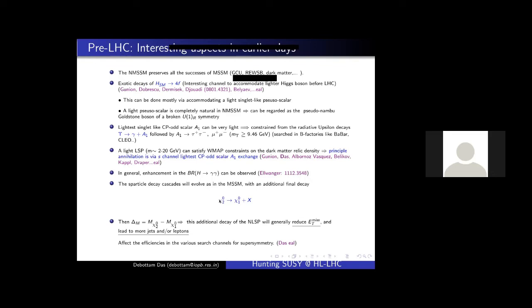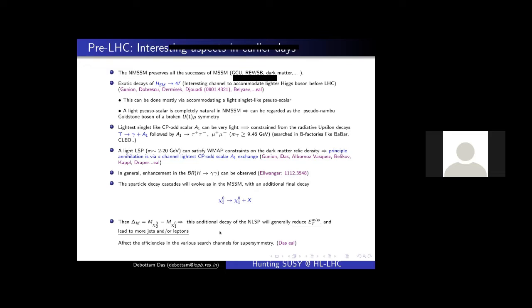parameter space where, what we found is that the LSP in the MSSM can now be regarded as the next-to-lightest supersymmetric particle in the NMSSM. And that NLSP can decay to an LSP plus something. For example, in most of the parameter space, Bino can be regarded as the LSP in the MSSM. Now in the NMSSM, we could have Bino as the NLSP and Singlino as the LSP. Singlino can be very light because of its singlet component, and it can evade all sorts of detection. As a result, this additional decay of the NLSP will generally reduce the missing energy, and also it can lead to more jets or leptons. So it affects the efficiencies of various search channels for supersymmetry.